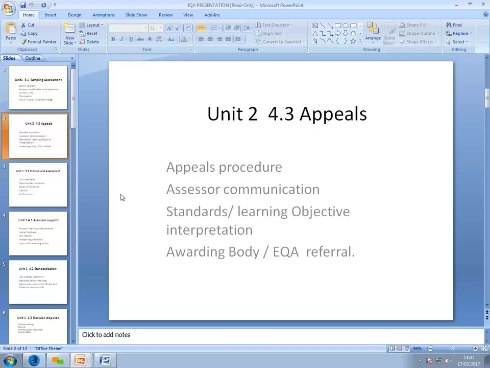If the IQA is satisfied the assessor was right, then the learner can in fact take it right back to the awarding body if he wishes to. It's never happened. I've never known it go that far, but that's the procedure. It works backwards towards the awarding body. Communications with the assessor: if you disagreed with the assessor, you would have to take that forward with the assessor, and without the learner being there, obviously.